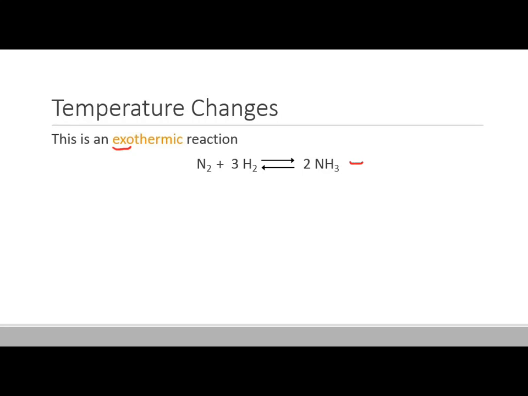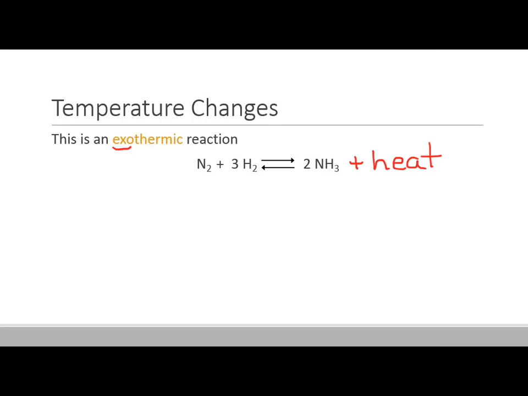So in this case, I'm actually going to write in heat as though it were a product, right? Technically, I can't do that. It's not part of a balanced equation or anything. But I can go ahead and just pretend that it's a product, because in this case, I'm producing heat. So along with the ammonia, the NH3 that I'm producing, I'm also making a lot of heat. And now that I've done that, it's just like before.